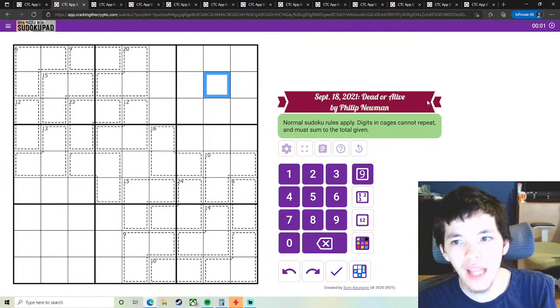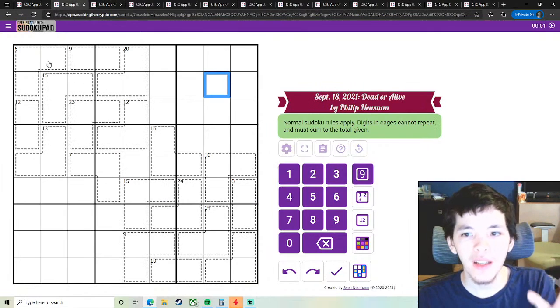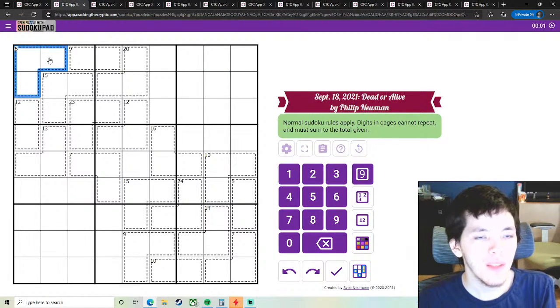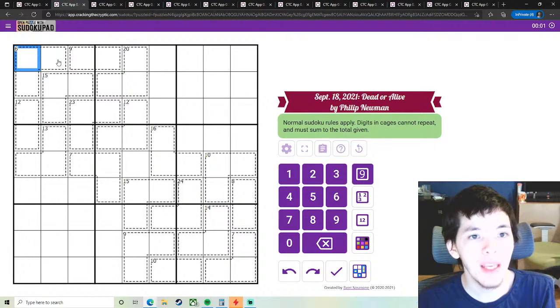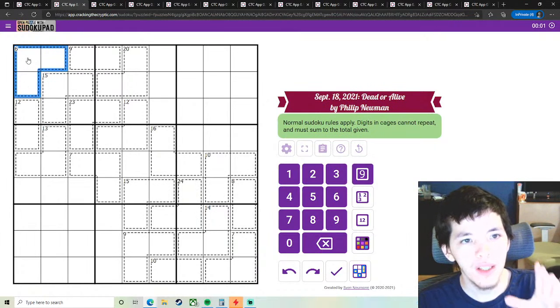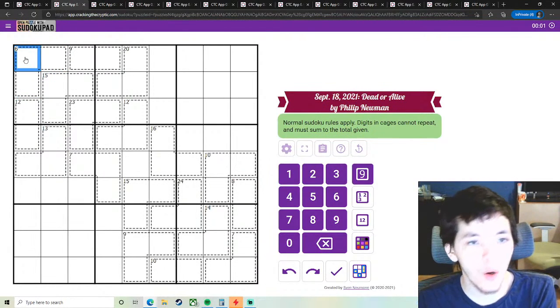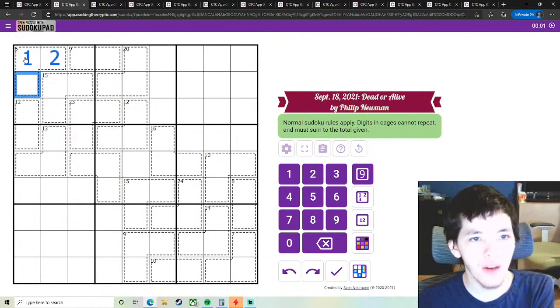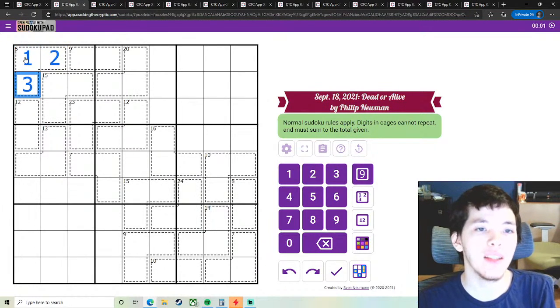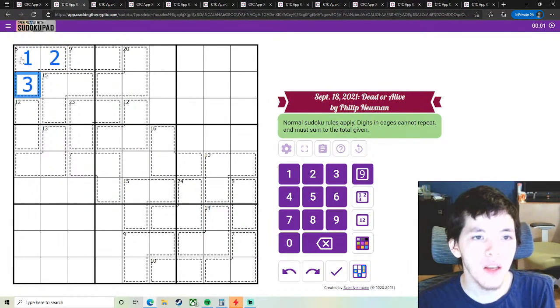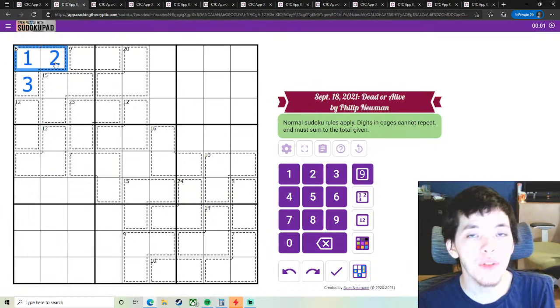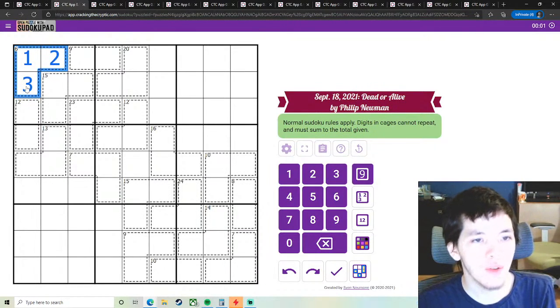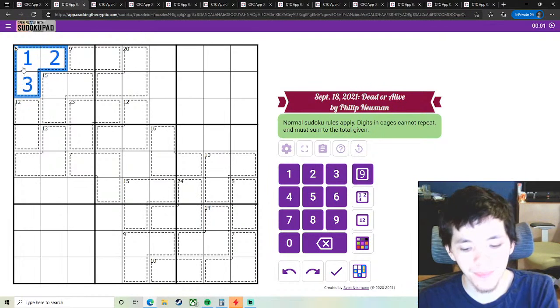Here we've got Dead or Alive by Philip Newman as well. I'm going to continue explaining this. So this cage up here has the number 6 up there. That means the 3 numbers inside of this cage have to total 6. So if I put a 1 here and a 2 there and a 3 here, this is a valid solution so far, because 1 plus 2 equals 3, and 3 plus 3 equals 6.